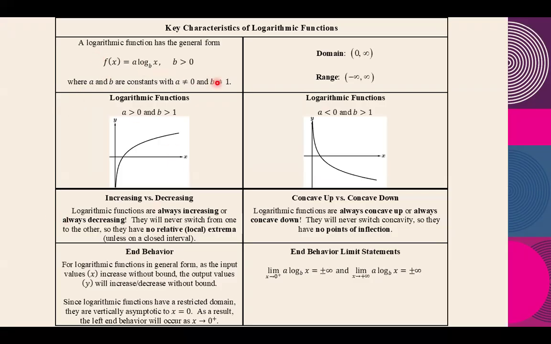Okay. The log general form is a log base b of x. Each piece has a role. Your a is your coefficient, your b is your base, your x is your argument. Your domain is from 0 to infinity. Your range is from negative infinity to infinity. When your a is greater than 0 and your b is greater than 1, then you're going to have an increasing log from left to right. If your a is less than 0 and your b is greater than 1, you're going to have a decreasing log from left to right.